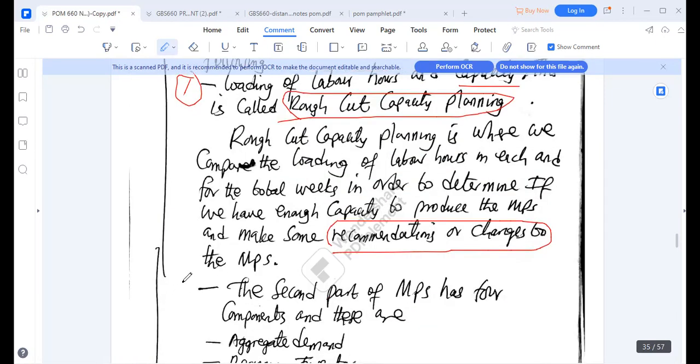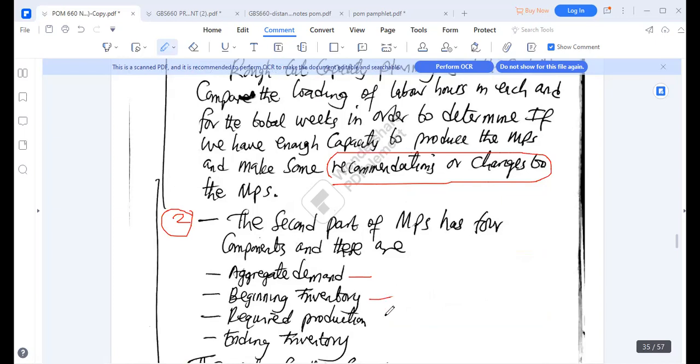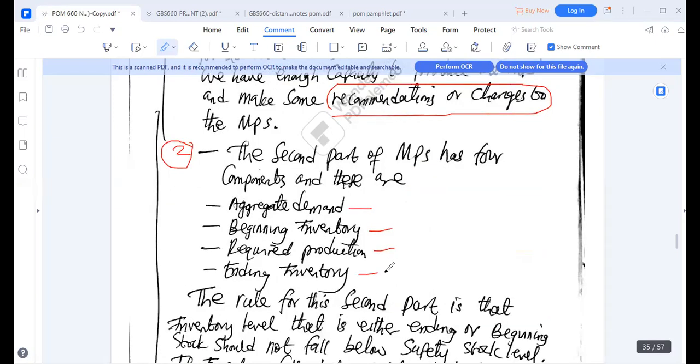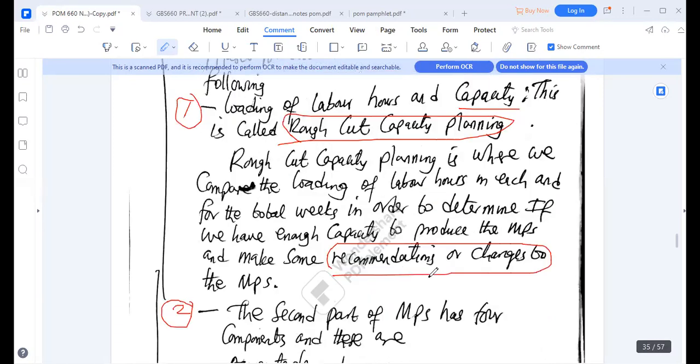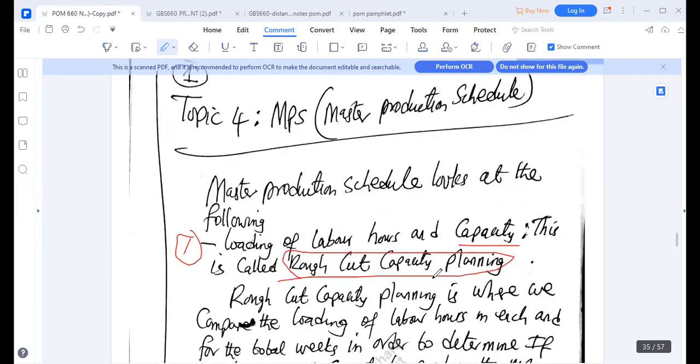All right. The second part has 4 components, and these are aggregate demand, the beginning inventory, required production, and ending inventory. So that's the second part of the master schedule. The first part is called the rough cut capacity planning, and this is where we compare the loading of labor hours with capacity in each week and for the total weeks in order to determine if you have enough capacity to produce the master schedule, and then make some recommendations or changes to the master schedule.